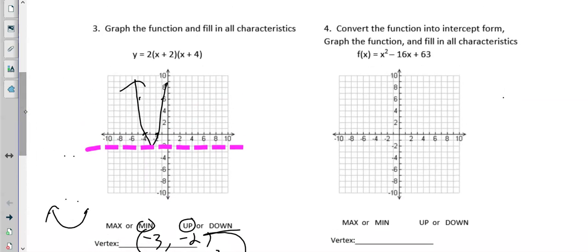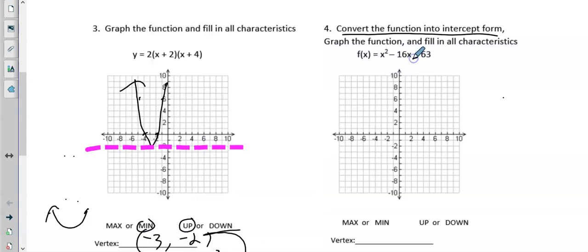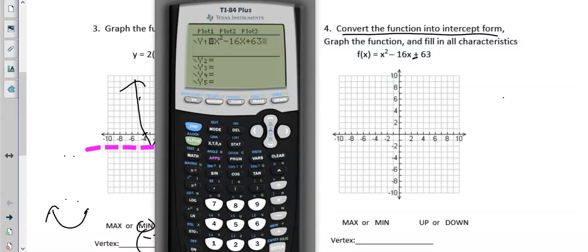Number 4. Notice it says convert to intercept form, which means factor it. But let's go ahead and get this in the calculator right now. Clear out what we got. So x squared minus 16x plus 63. Now, hopefully you can factor that and say what multiplies to give me 63 that adds up to 16: 9 and 7. And they're both going to be negative because of the negative 16. But if you had trouble with that, first you hit graph, and you can see they're going to be on the positive side.